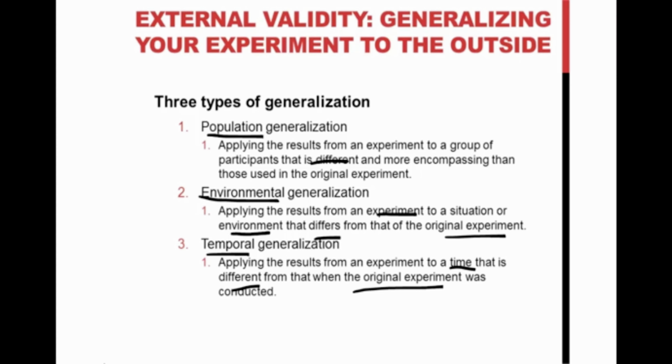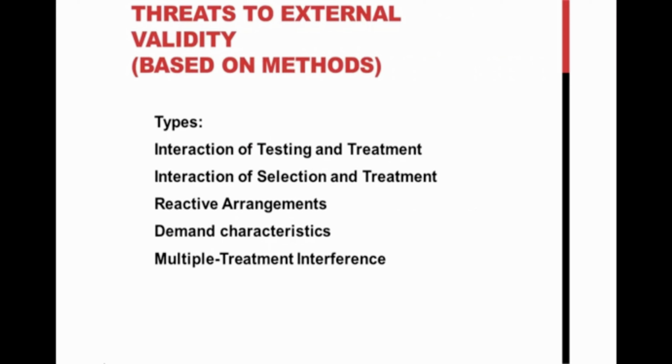You need to think about whether you desire the ability to engage in any of these three types of generalization. Assuming you'd like to generalize your results in one of these three ways, how do you ensure you can do that? Well, there are very specific threats to external validity, and these are based on methods. So we have interaction of testing and treatment, the interaction of selection and treatment, reactive arrangements, demand characteristics, and multiple treatment interference.